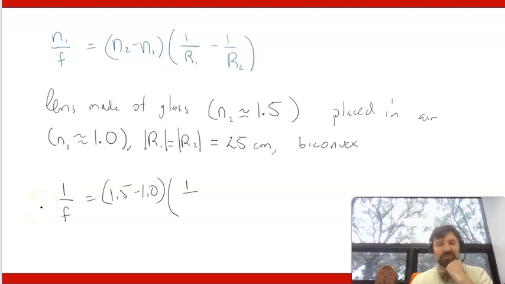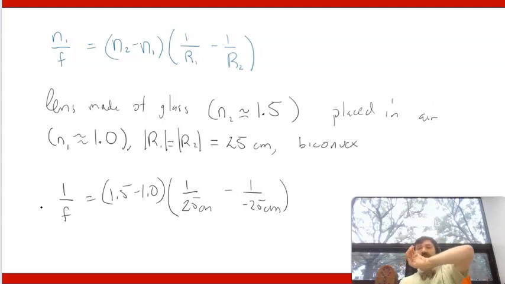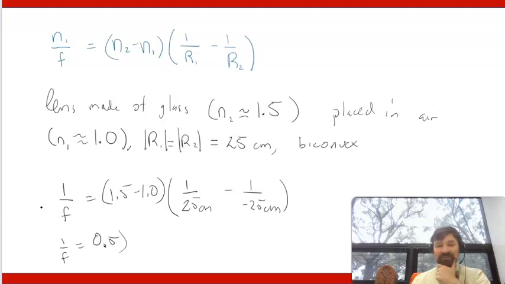So you'd have 1 over 25 centimeters here minus 1 over negative 25 centimeters, because one of them is bowing towards you and the other one over here is bowing out but away from you. Okay, and so you'd end up with 1 over F is 0.5 times 2 times 1 over 25, which is just 1 over 25 centimeters. And so your focal length f in this case is 25 centimeters.